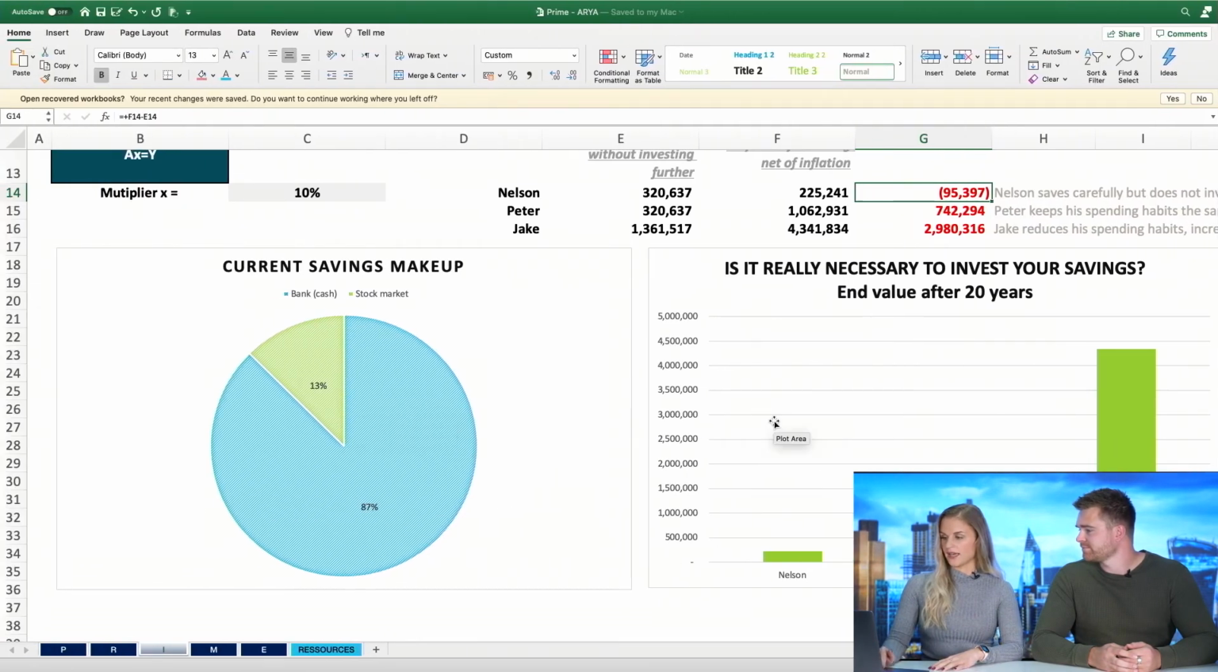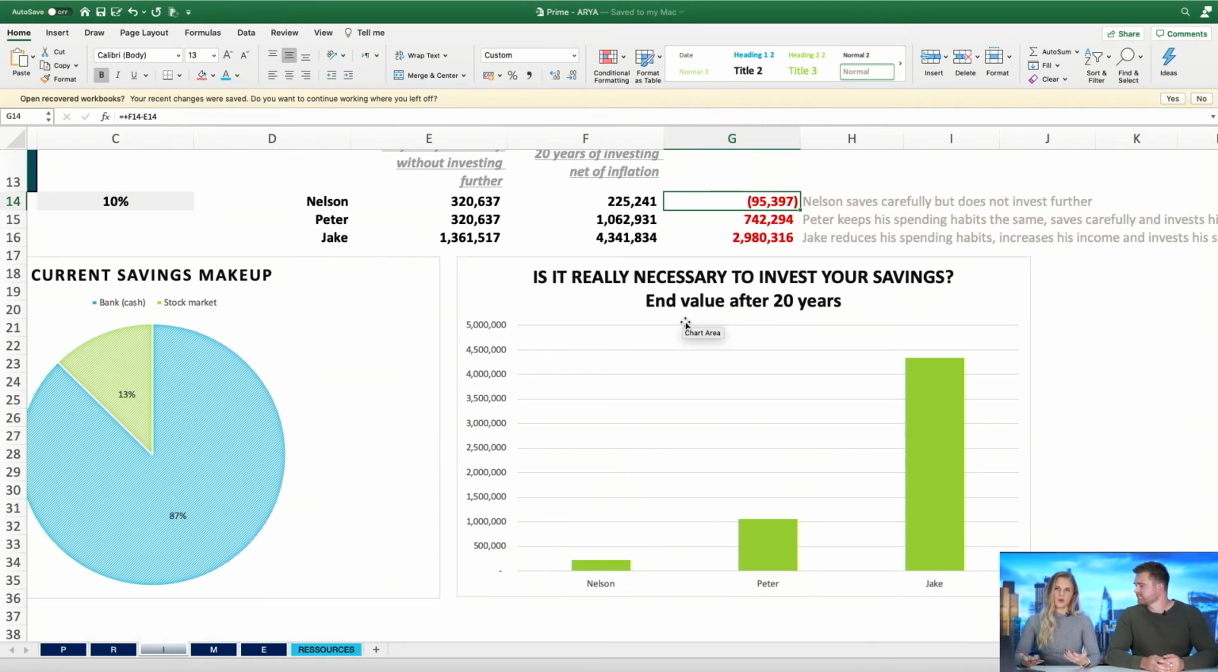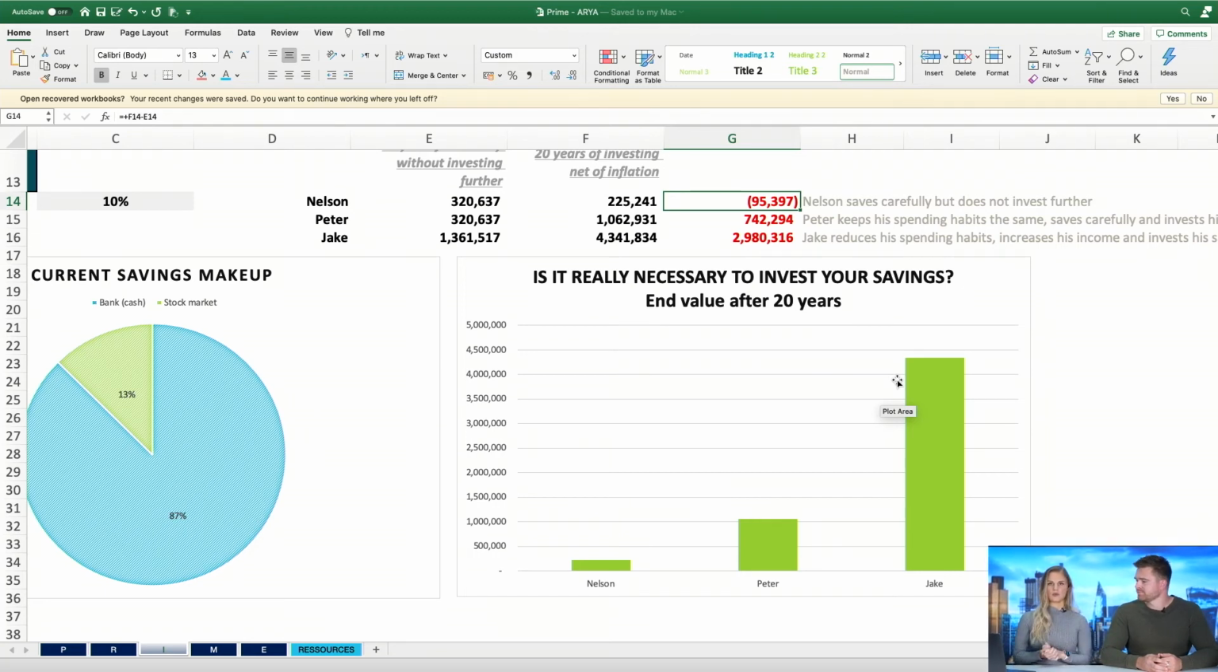And then this is just showing, is it really necessary to invest? Like, is there any point? And here you can see it's just unquestionable. It's just whether the method that you want to take to do it, how are you going to do it? Do you want to invest short term? Do you want to invest long term?